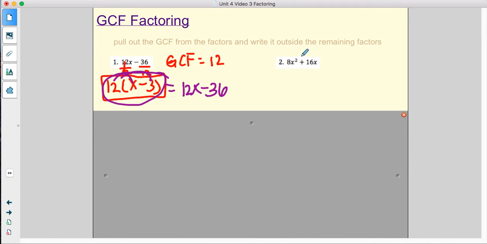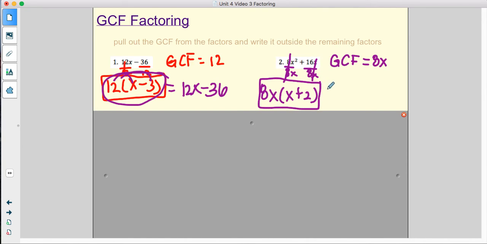Looking at example 2, I have 8x squared and 16x. So my GCF for this one, what can I divide 8 and 16 by? I can divide them both by 8, and then I can also divide out an x from each one. So once again, I write my GCF, 8x, out in front. Then in parentheses, I divide each part by 8x and see what I get. My 8s would cancel. x squared divided by x is just x, plus 16 divided by 8 is 2, and the x's cancel. So there is my factored form.